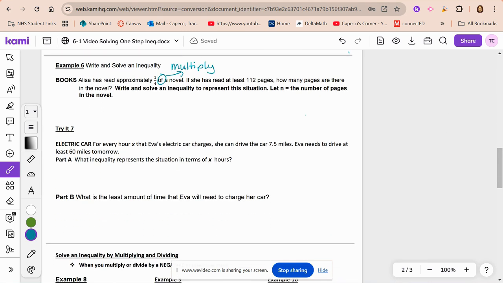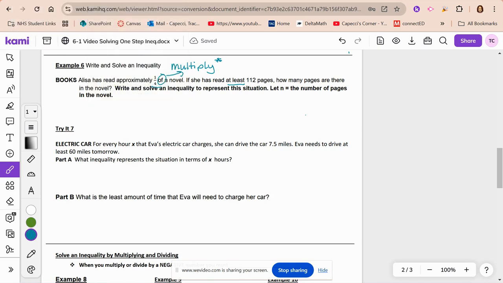Okay, now let's look at some word problems. Elisa has read approximately 1/4 of a novel. So I did a reminder here that when you see the word "of" in a word problem in math, it means multiply. If she has read at least 112 pages, how many pages are there in the novel? Okay, so let's take a look and see what we have.